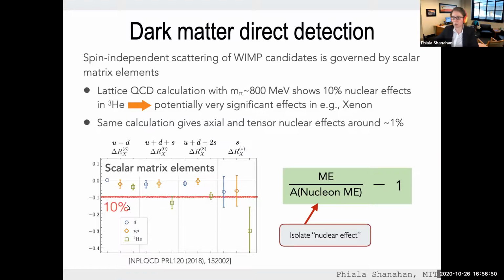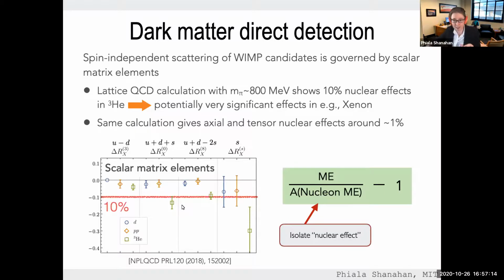So the way to read this plot is that 0 here is just the Born approximation, no nuclear effects. And deviations from 0 are nuclear effects. Each different column here is a different combination of quarks. So here is up minus down, up plus down, plus strange, and so on. And what you see here is for helium-3, we have something like 10% nuclear effects.